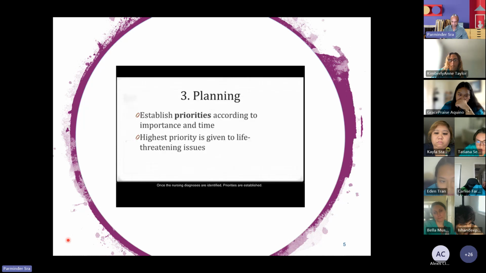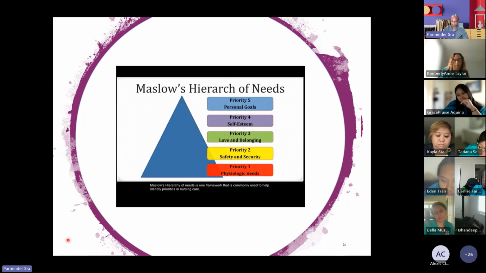Once nursing diagnoses are identified, priorities are established. In general, problems that have the potential to cause harm to the client or others if they are not addressed receive the highest priority. Then, non-life-threatening issues are addressed, followed by those that may affect future well-being. It is important to note that priorities are always changing, therefore continuous assessment of identified priorities is important. Maslow's hierarchy of needs is one framework that is commonly used to help identify priorities in nursing care.